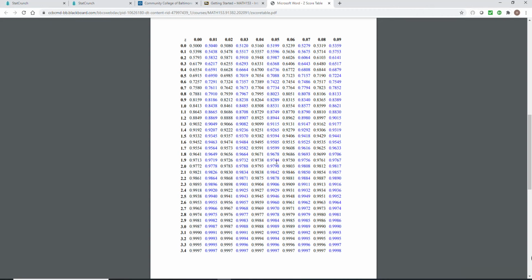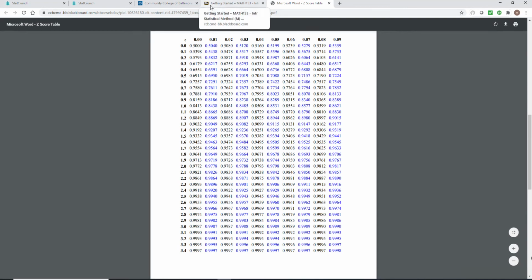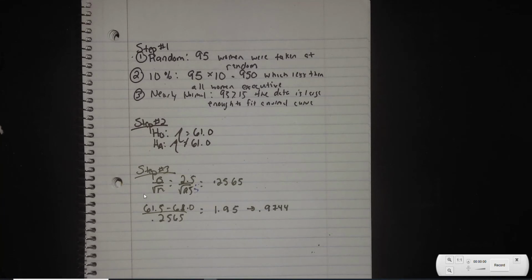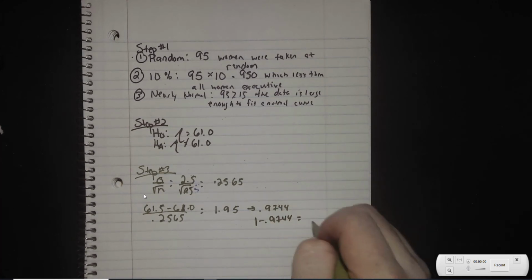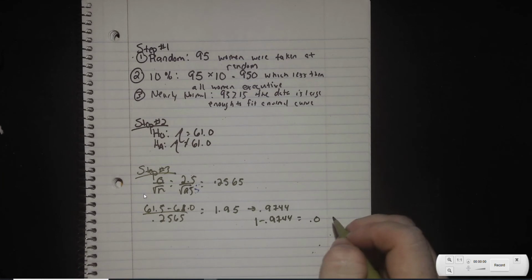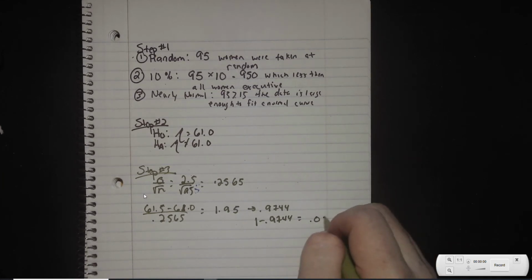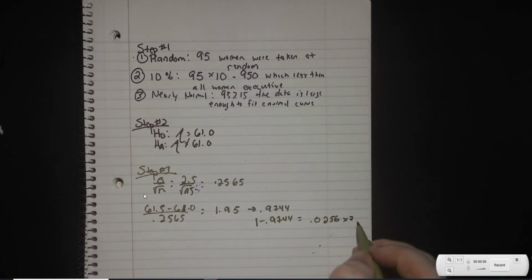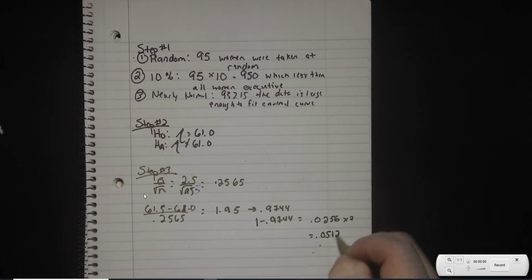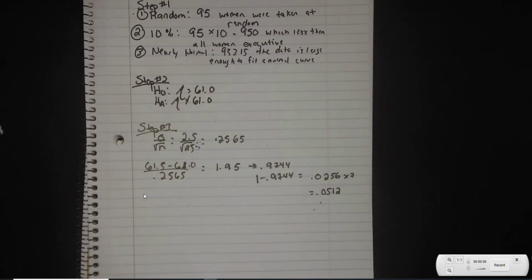0.9744. And remember that rule that I said before, and one of my other videos: if you're going to multiply by 2 and it's bigger than 1, you have to first subtract it from 1. So that gives me 0.0256. And then because it's not equal to, I have to multiply by 2, which just barely makes it fail, but it does in fact fail.